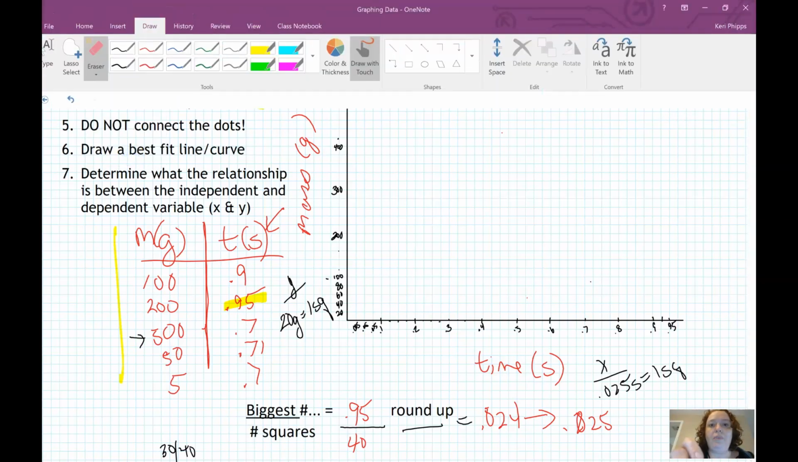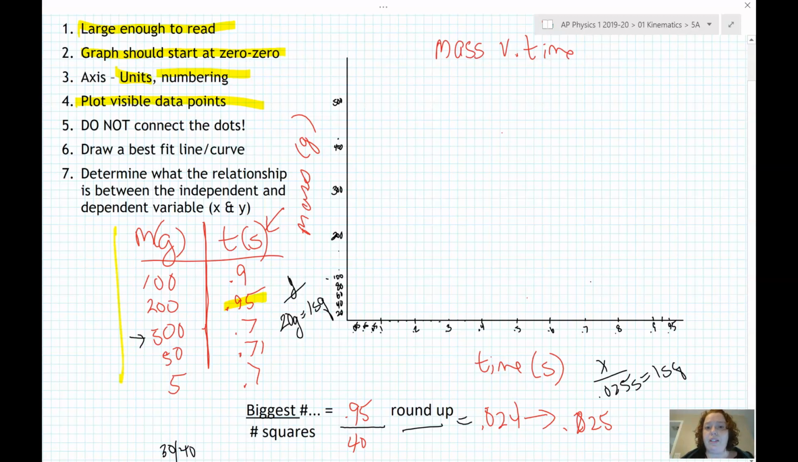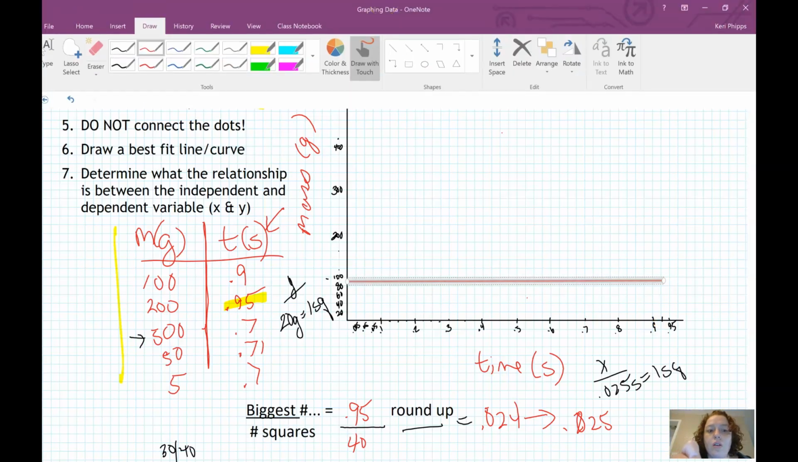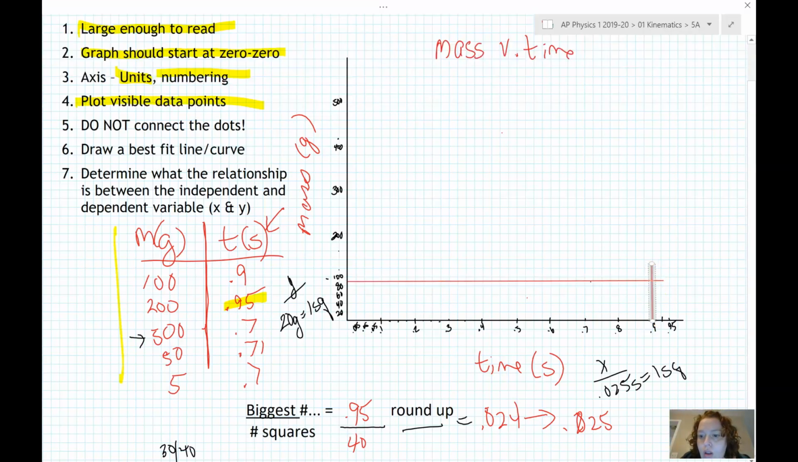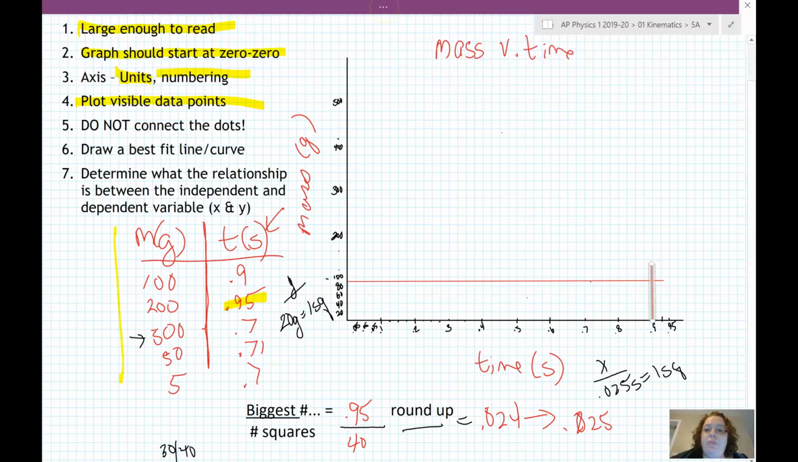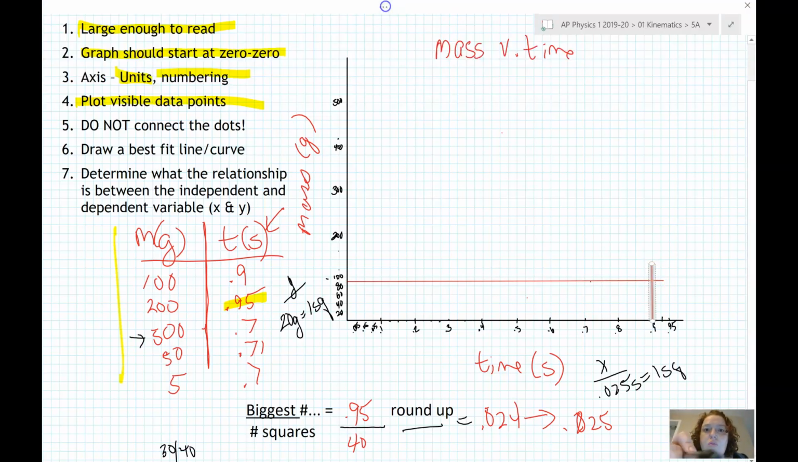So our first one, and I'm going to have to draw some guidelines because it's kind of hard for me to get down to the very tiny points. So my first one is 100. There's 100, and here's my 0.9. Okay, I'm just doing this so I can see my points more than anything else.